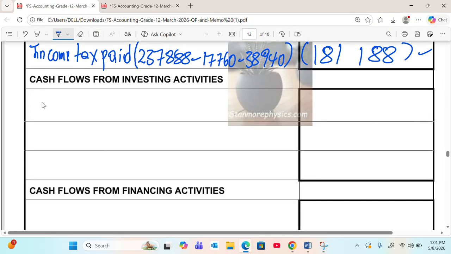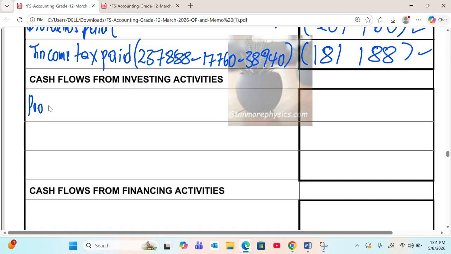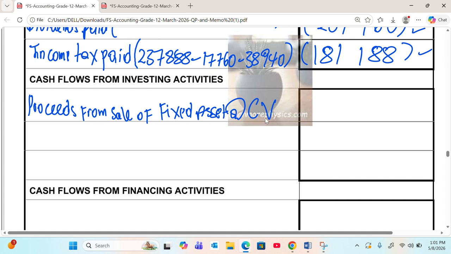We go and record this as proceeds from sale of fixed asset. You can just write fixed asset or be specific to say an equipment at carrying value. Always at carrying value. All right, always guys at carrying value. So on your side, how much is that carrying value? It is 399,979.